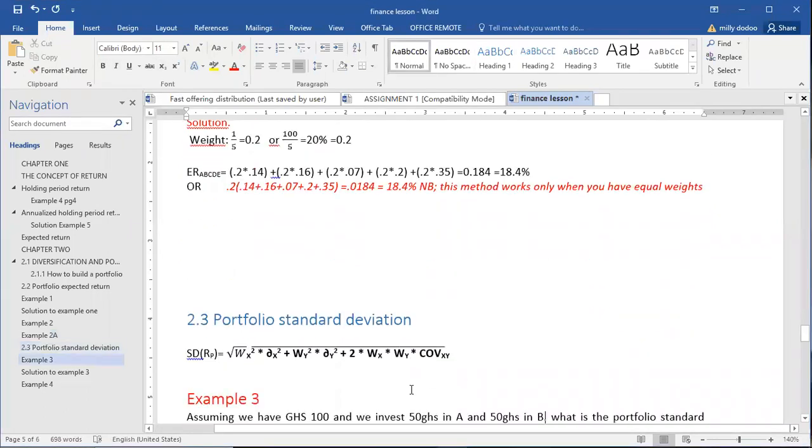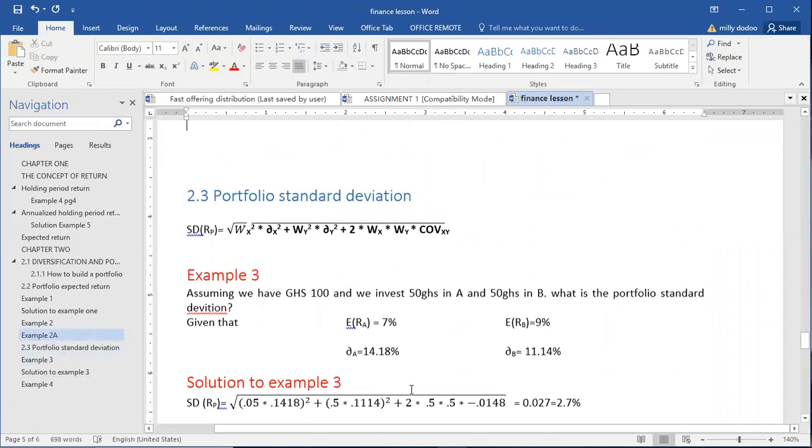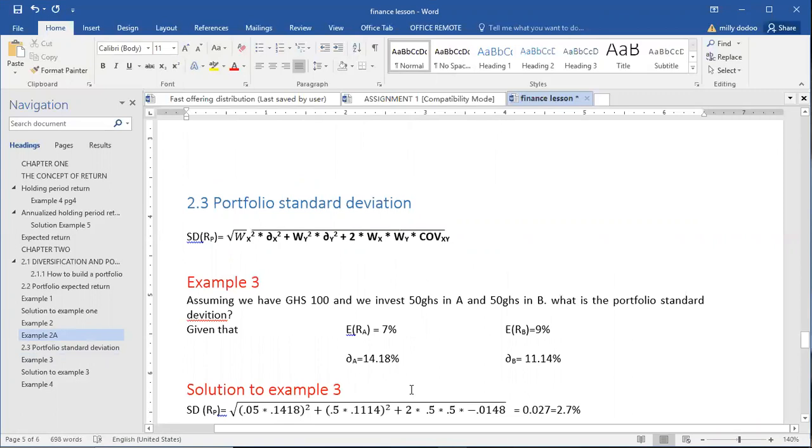Let's move on to the second aspect of our tutorial: portfolio standard deviation. When we looked at chapter 1, we looked at individual expected return, and then at individual standard deviation. Here we also look at the portfolio standard deviation.